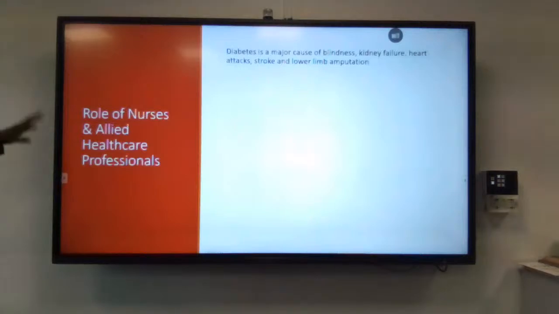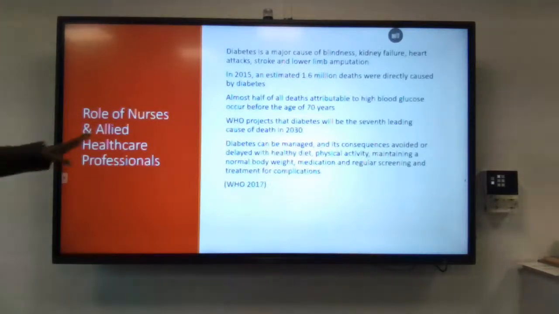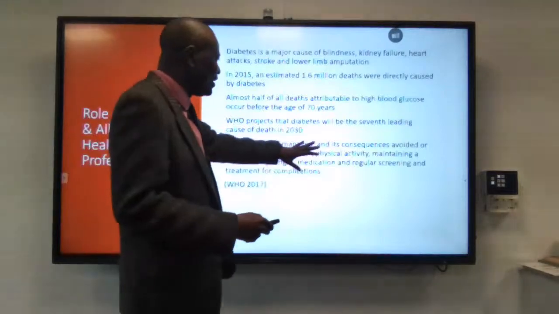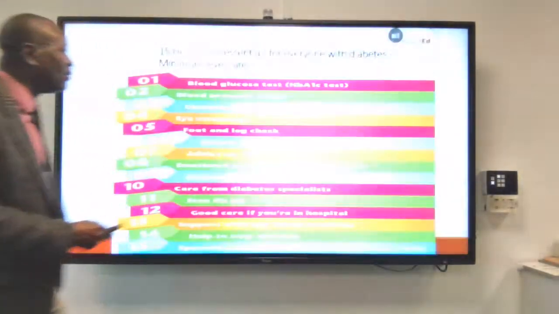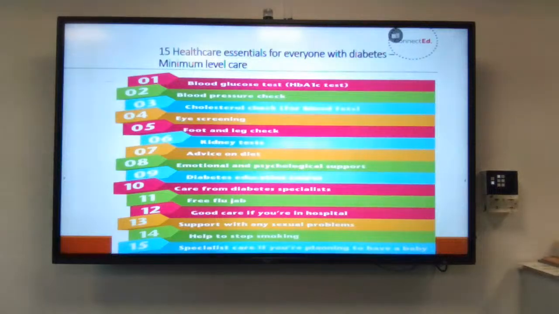Role of the nurse. We've got a role in terms of diet, physical activity, maintaining normal body weight, but as a minimum, this is what is being recommended: at a minimum level, we have 15 healthcare essentials for everyone with diabetes.